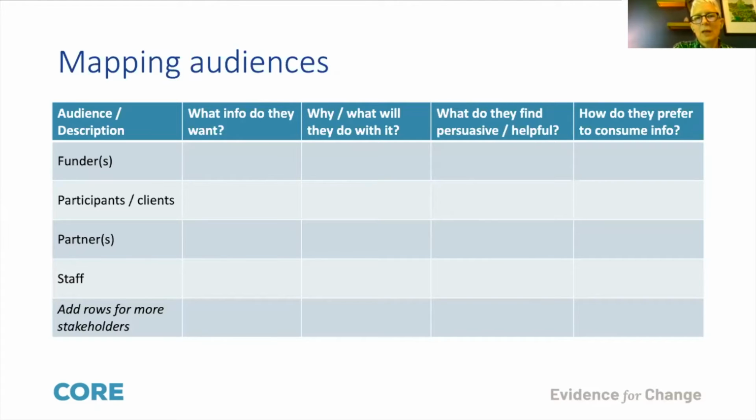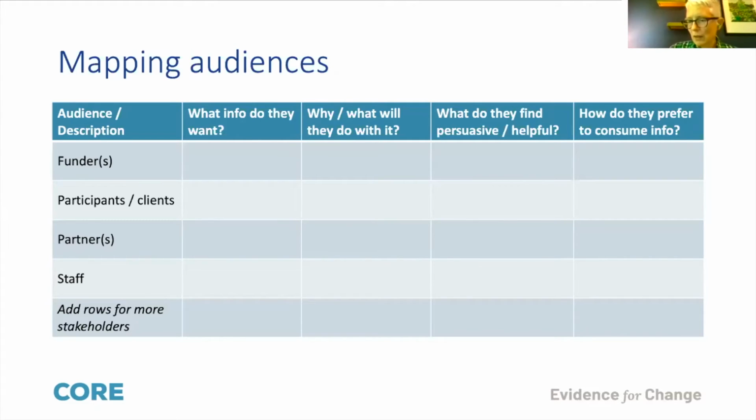So I find sometimes when it's a complex thing or when we're just kicking off, just filling out a table like this, it doesn't have to look exactly like this, helps to figure out, what are the priority pieces of information that each group's interested in, why, what would they do with that information if they had it, or if they had it more reliably than they do now? What kind of information do they find persuasive or helpful?